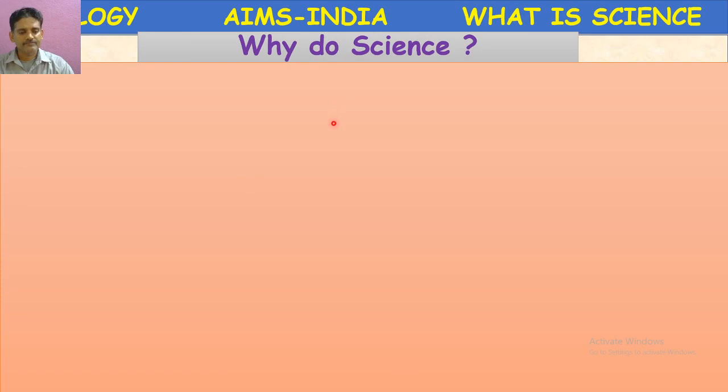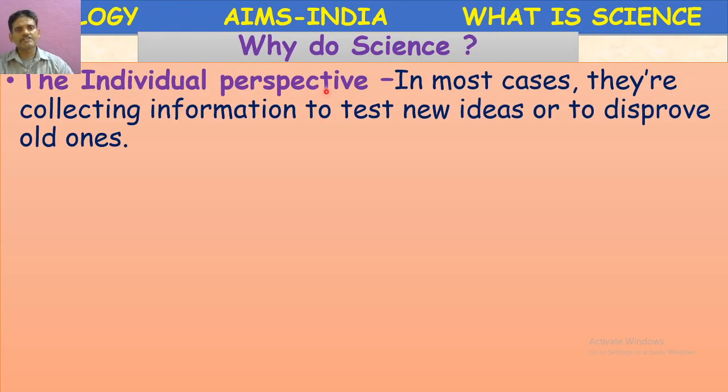Why do science? There are two perspectives: the individual perspective and the social perspective. The individual perspective. In most cases, they are collecting information to test new ideas or to disprove old ideas. Individual perspective means the scientist's own view. In most cases, they are collecting information to test new ideas or to disprove old ones.